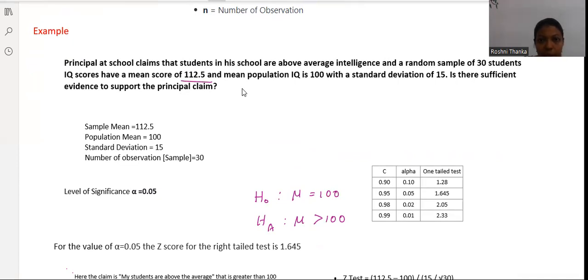The sample mean is 112.5. And what is the population mean? The population mean is given as 100. What is the standard deviation? The standard deviation is 50. How many samples are taken? 30 is the sample size. This is all given in the question.